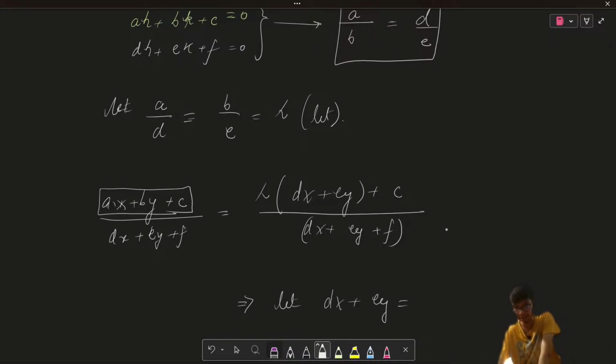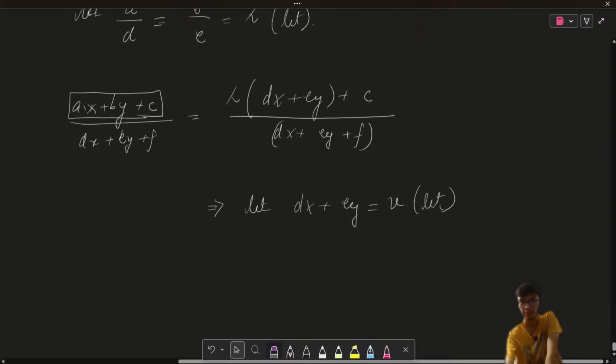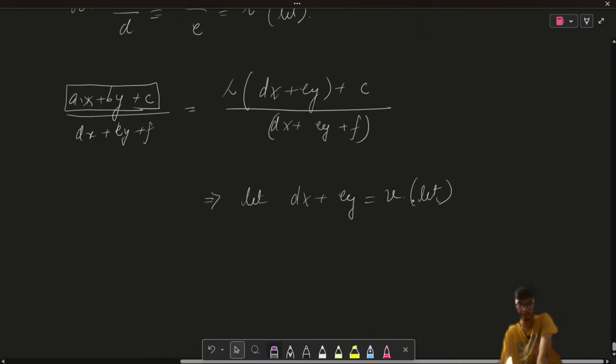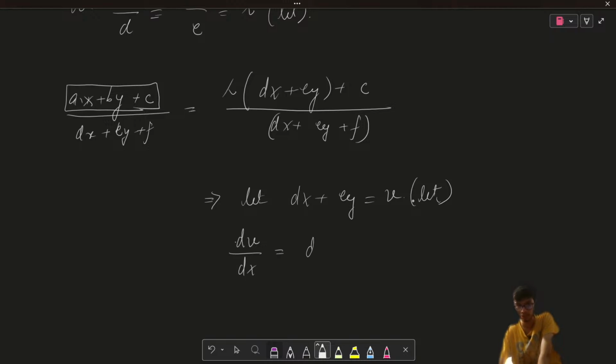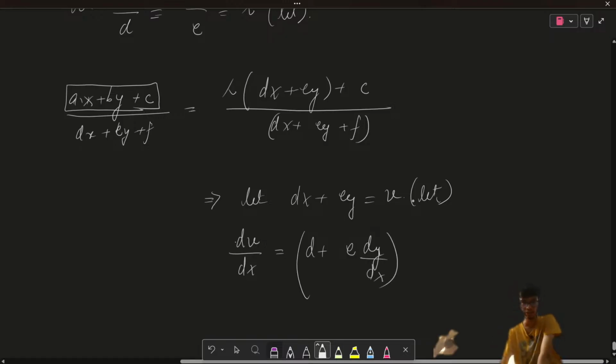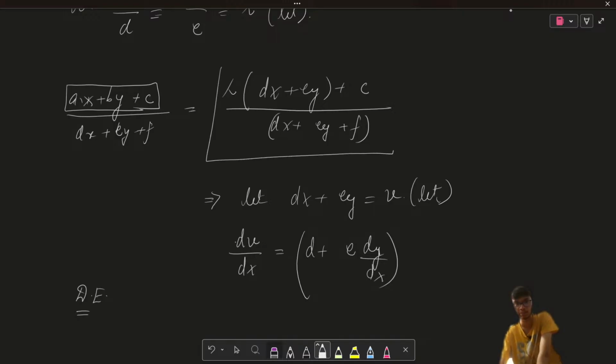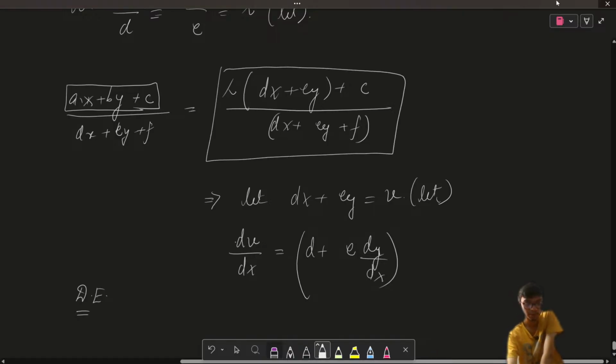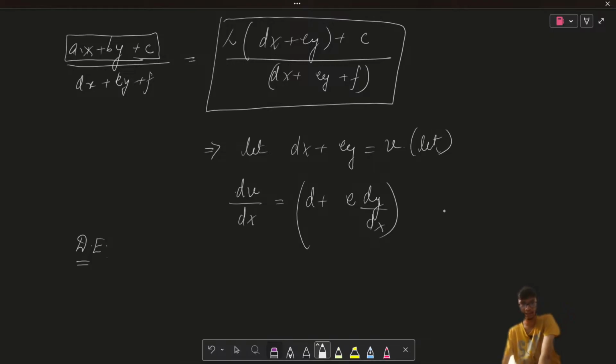Now let us assume dx plus ey as some variable, let us say v. Then if I differentiate this expression v with respect to x, dv upon dx would be equal to d plus e times dy upon dx, right? This will become like this, and therefore our differential equation, that was of this particular form, is now reduced to like this.